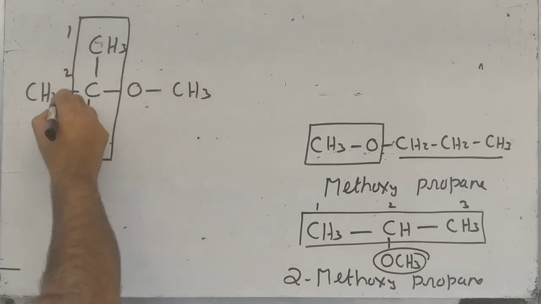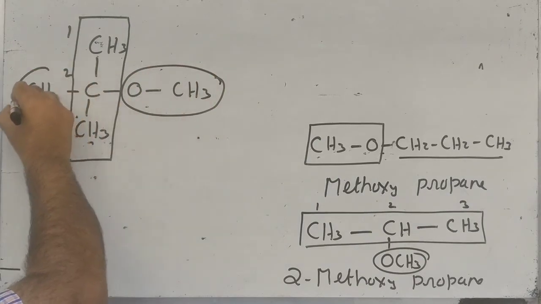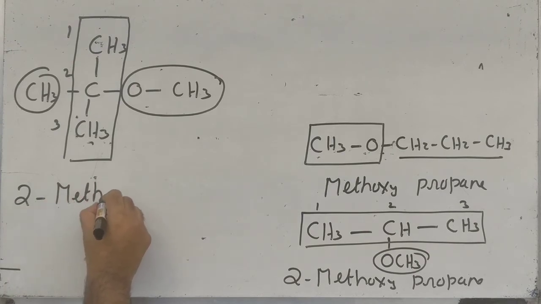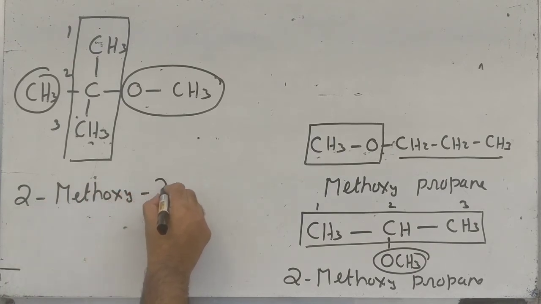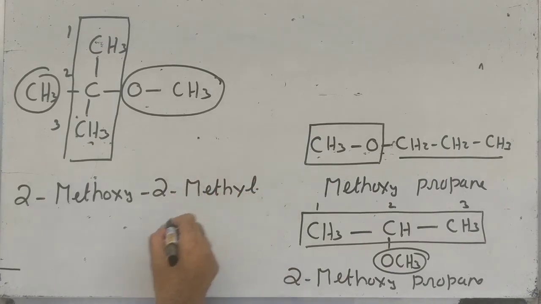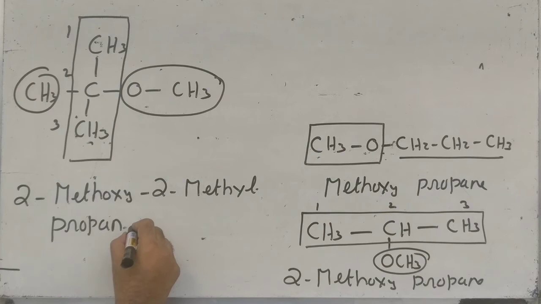1, 2, 3. Methoxy and methyl. Methoxy and methyl. So its name will be 2-methoxy, 2-methyl, and the derivative of propane, 2-methoxy 2-methyl propane, commonly called tertiary butyl methyl ether.